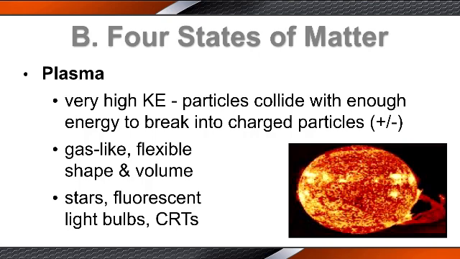You have charged particles. So when we have the stars, when we have lightning, when we have all of these different forms of plasma, it is one of the most common states of matter in the universe, right? So since it is gas-like in nature, it's going to have a flexible shape and a flexible volume. So it's going to have an indefinite shape and an indefinite volume. Here's another example, neon lights. Neon lights would be an example of a plasma.